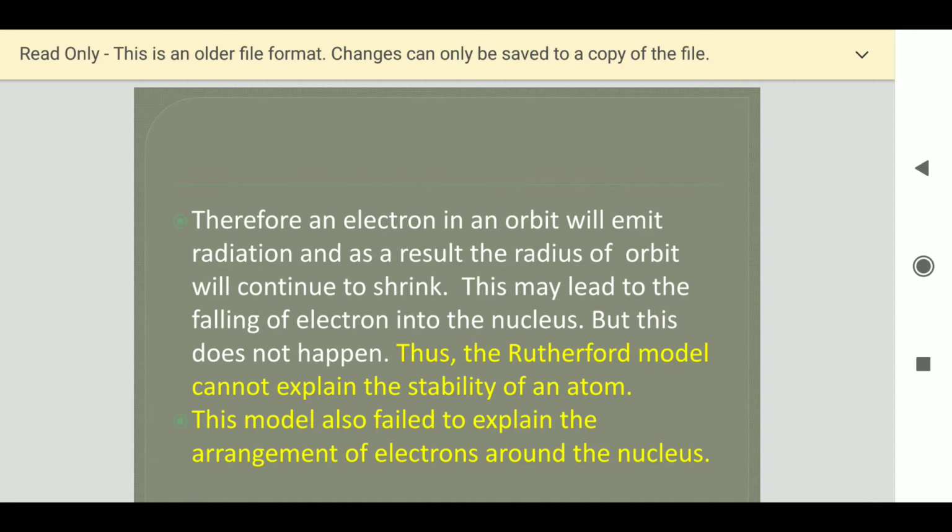He did say that positive charge is concentrated in the nucleus and there are orbits in which negatively charged electrons move, but he was not able to explain the overall neutrality. And these are charged particles, and when charged particles move in an orbit, there is electromagnetic radiation, so it results in the formation of shrinking.